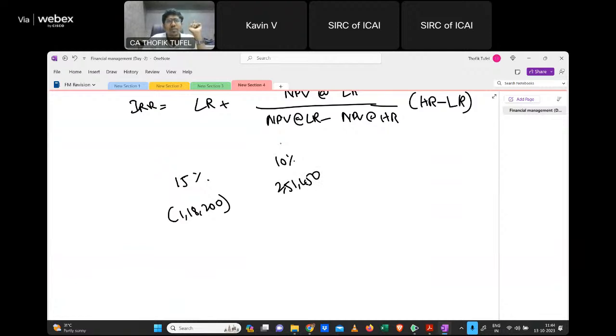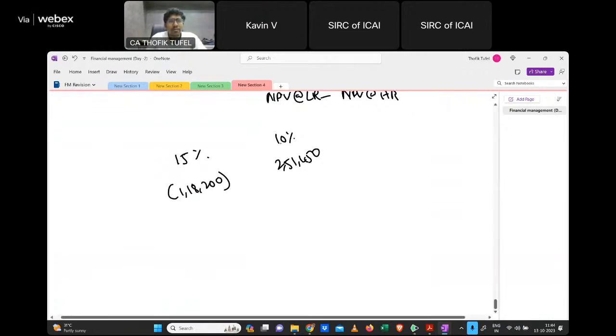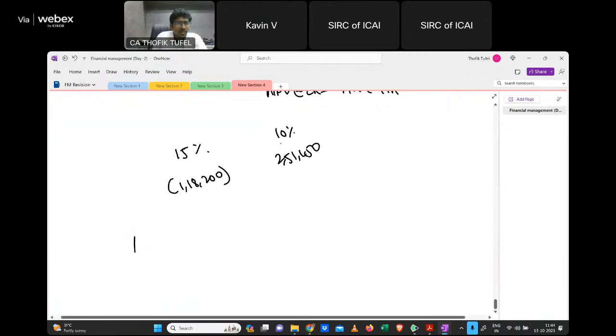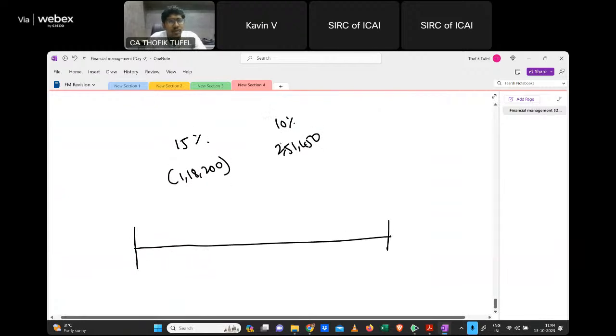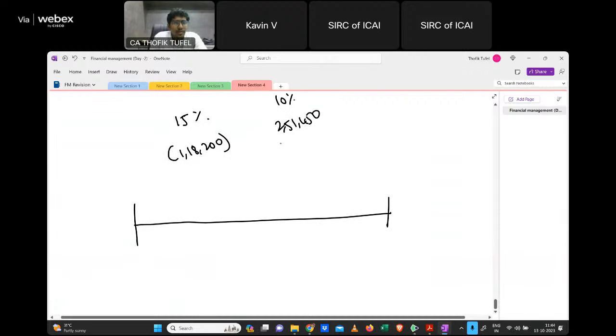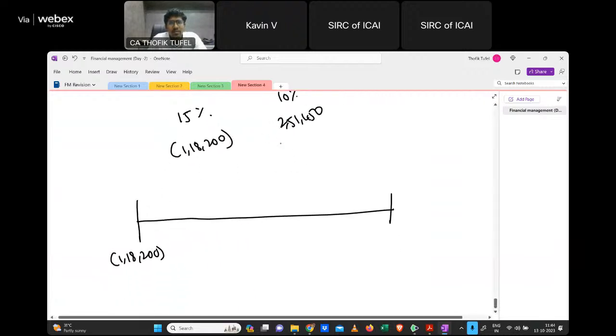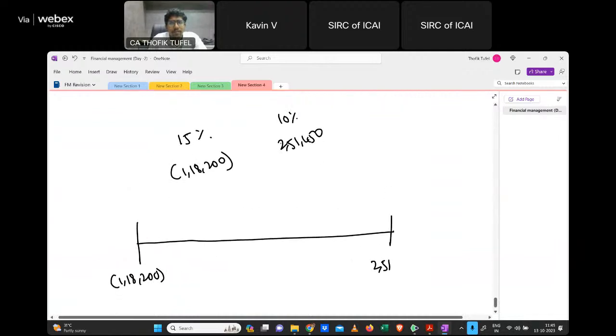See, now you have two NPVs, one positive and one negative, so you will be able to find out the IRR. Just for visualization purposes, I'm drawing a line. This is negative 1,18,200, and this is positive 2,51,450. This is for the 10 percent rate, and this is for the 15 percent rate.